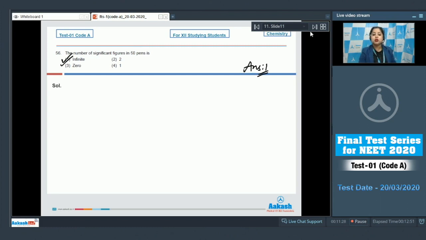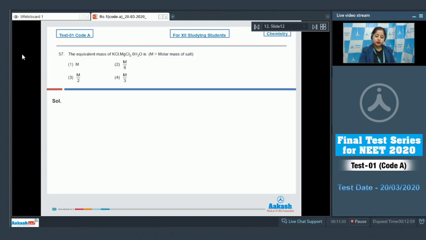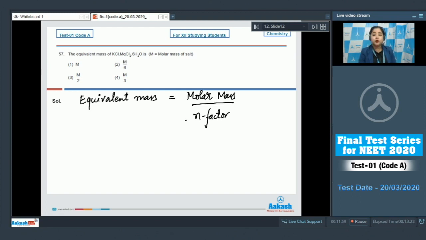Moving to the next question, students, which is question number 57. Let's read the question. The equivalent mass of KCl.MgCl2.6H2O is, where the molar mass of the salt is M. Students, the equivalent mass of a salt is equal to molar mass upon n factor. And for this salt, the n factor is 3. That means the equivalent mass will be equal to M upon 3. So the correct answer is option number 4.